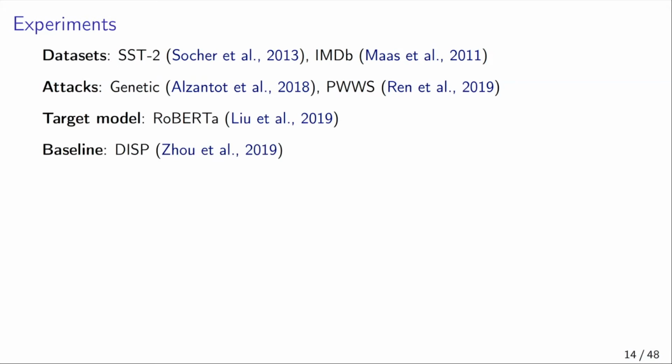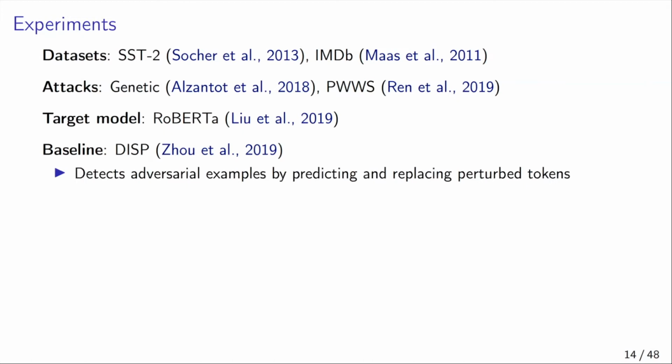DISP works in a similar way as FGWS. The idea is to detect adversarial examples by predicting and replacing perturbed tokens. The main difference between DISP and our approach is that DISP is learning-based. So it has a learning-based approach to predicting individual tokens in an input sequence with respect to whether they have been adversarially perturbed or not. DISP operates on contextualized representations in contrast to our method as well.